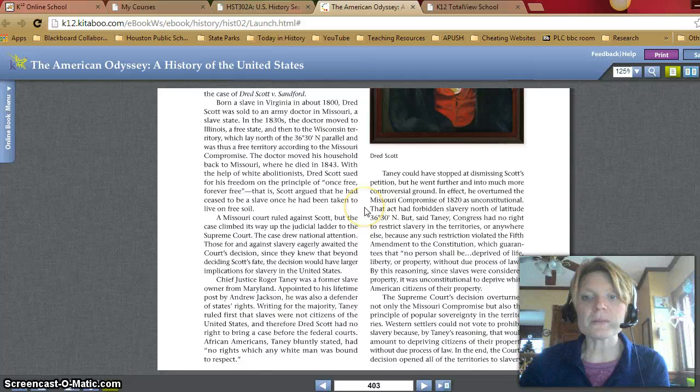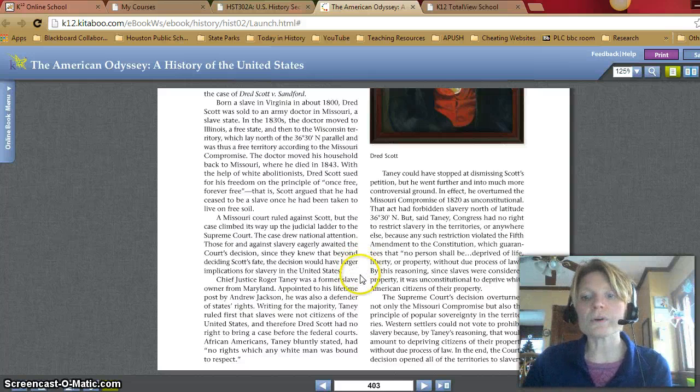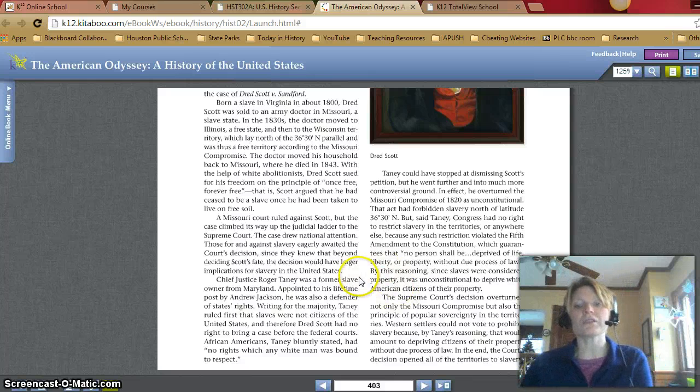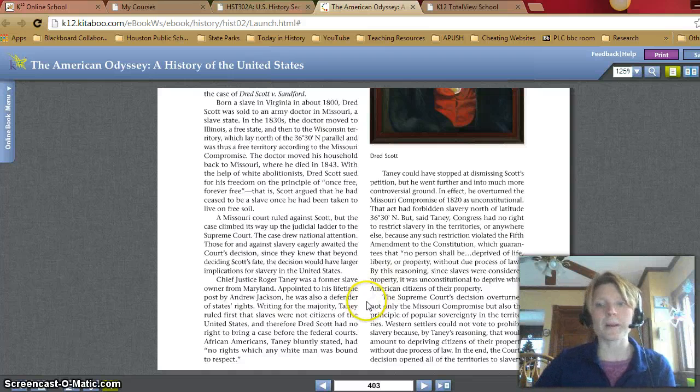In effect, he overturned the Missouri Compromise of 1820 as unconstitutional. The act had forbidden slavery north of the 36°30′ latitude, but said Taney, Congress had no right to restrict slavery in the territories or anywhere else, because such restriction violated the Fifth Amendment of the Constitution, which guarantees that no person shall be deprived of life, liberty, or property without due process of law. By this reasoning, since slaves were considered property, it was unconstitutional to deprive white American citizens of their property.